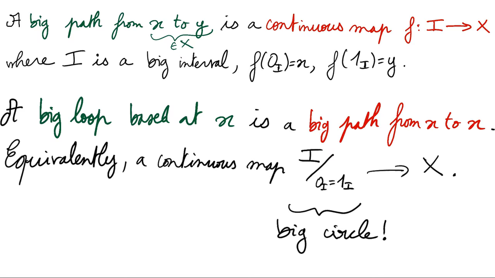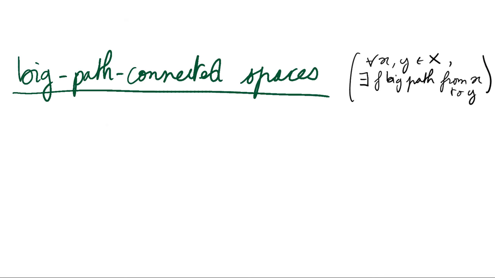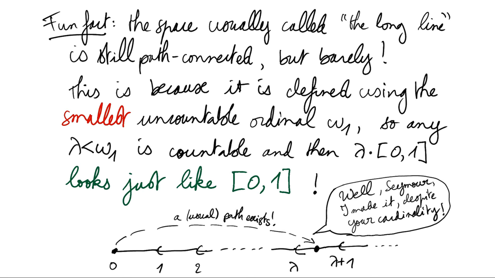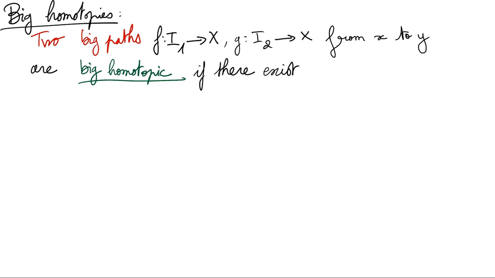We can already define interesting notions, like big path-connected spaces, a generalization of path-connected spaces, where we only require that points be joined by any big path, not necessarily a standard path. For example, big intervals are always big path-connected, basically by definition, but usually they are not path-connected. However, funnily, the space usually referred to as a long line is still path-connected, but barely.